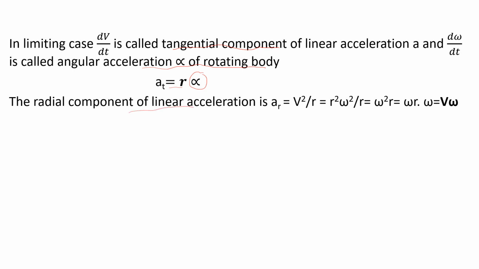The radial component of linear acceleration is a r is equal to v squared over r. Now we can relate it with the angular relation, that can be written as r squared omega squared over r, which is equal to omega squared multiplied by r. We can split omega squared into omega, omega, and the r. Now v is equal to r omega, so we have put the v and omega there.